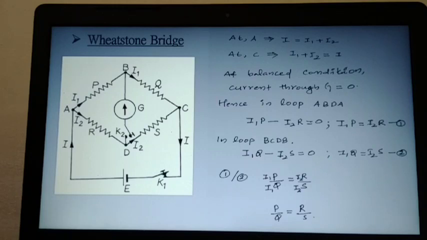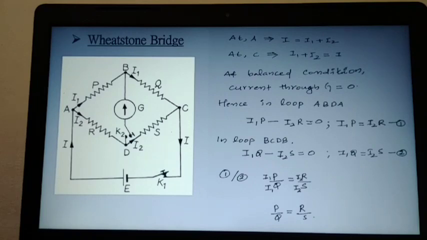So the first product of current and resistance you are getting is I1 into P. Since you are moving from B to A, I1 is opposite, so I1 is taken as positive. So the first term you can find there is I1P. Then you are moving from A to D in the same direction of current I2, so that I2 into R you can consider as negative. So that is minus I2 into R.